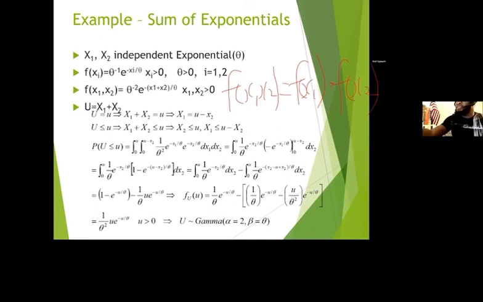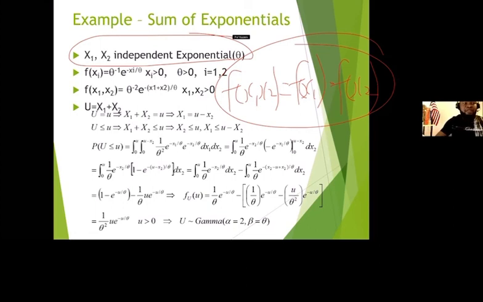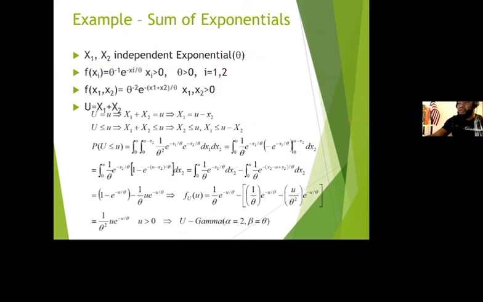So why am I using this? Because I've been told here that x1 and x2 are independent. If x1 and x2 are independent, I can multiply their marginals, and that was how I got this. So when you multiply the two exponentials, that's what you're going to get. Take a look at that.